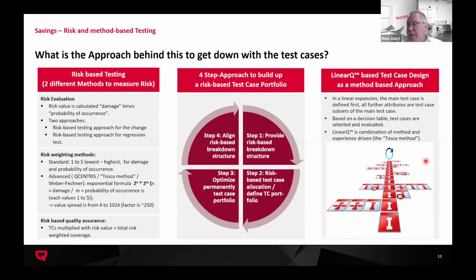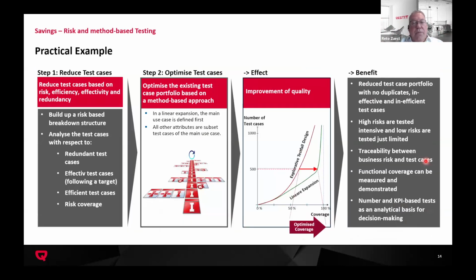Good. Now, based on that, always when we have to, for example, reduce the test cases, we start finally on the left side, that we build up a risk-based breakdown structure if there's a need for it. Then we analyze the test cases with respect to redundant test cases, effective test cases following a target, efficient test cases, and risk coverage. I'll jump.